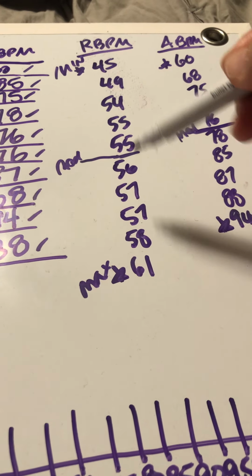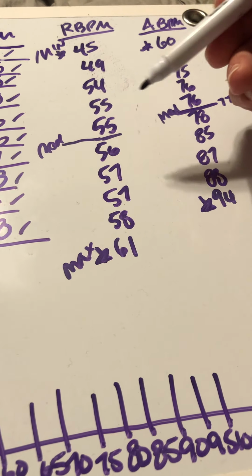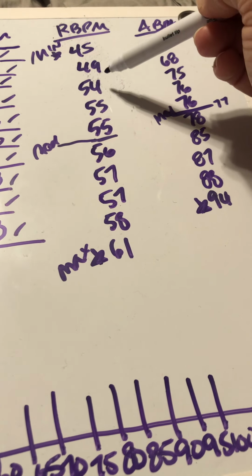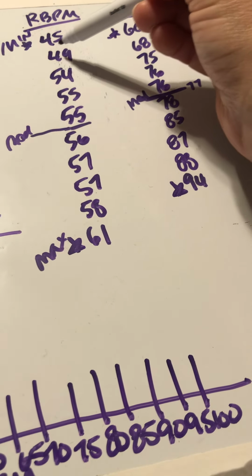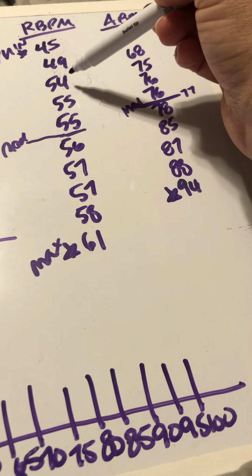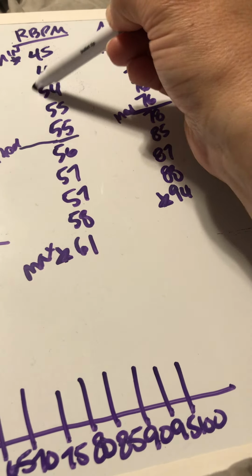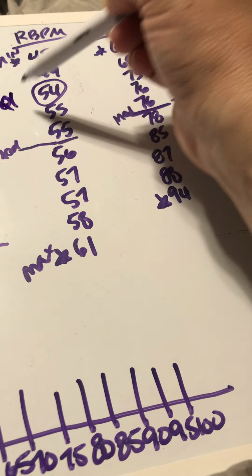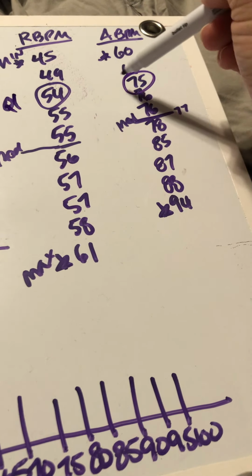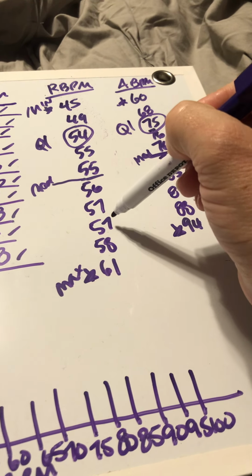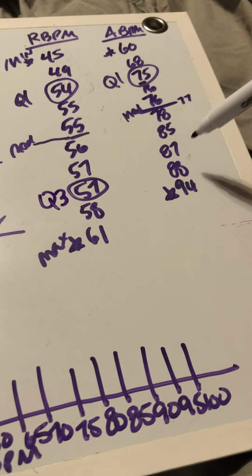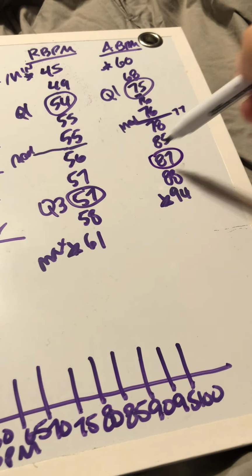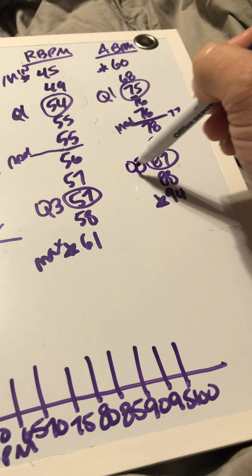Now I have to find the middle of this first quarter and find Q1. So right here, the middle number is Q1, and this right here is Q1. Same thing over here, okay? So 57 is going to be Q3, and then 87 would be Q3 here.